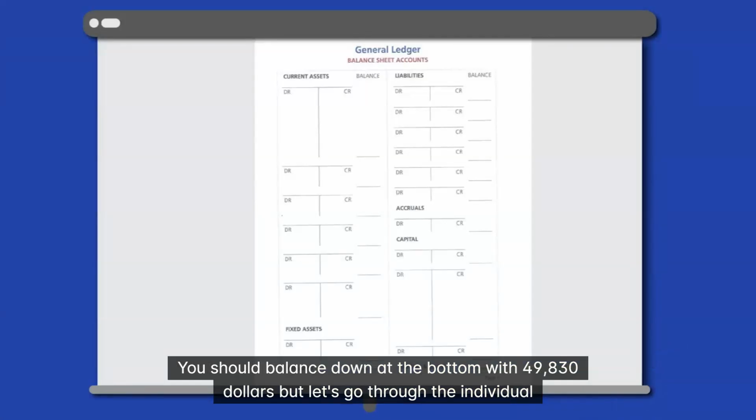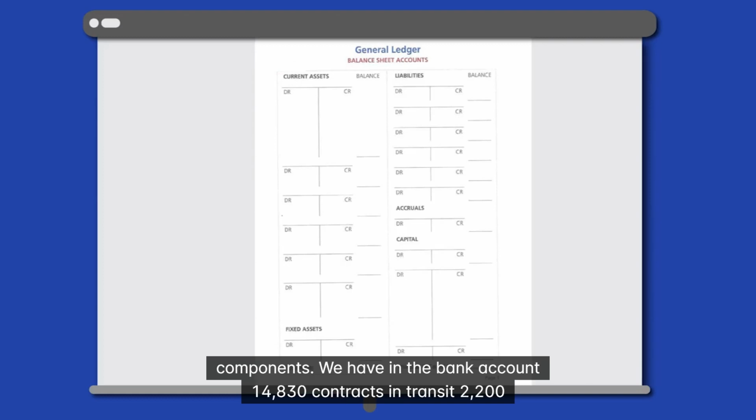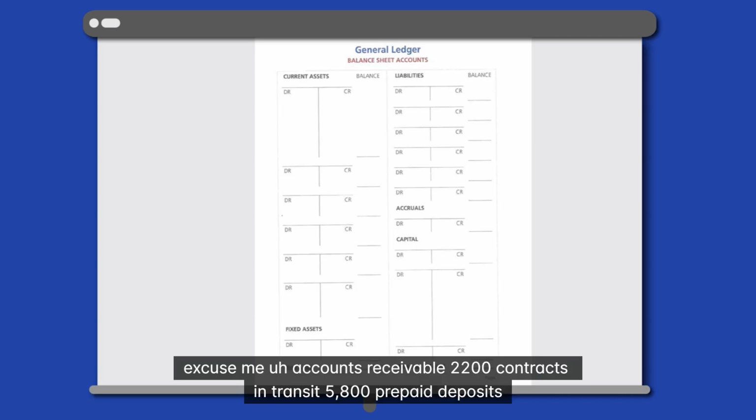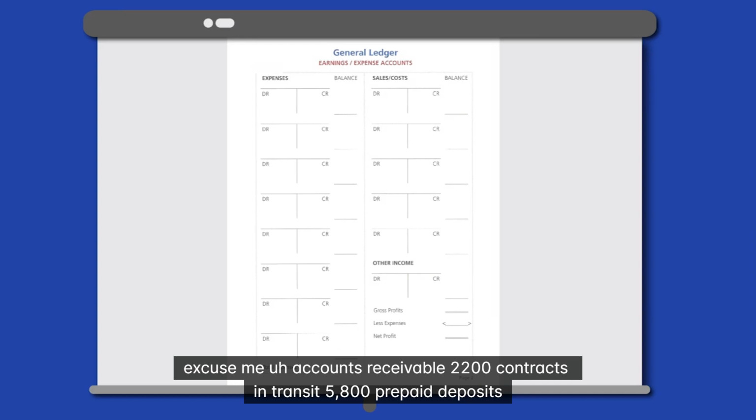One of them looks just like the page that we had yesterday. Up at the top, it's entitled Balance Sheet Accounts. Okay? And then there's a second one that looks very similar that up at the top says Earnings. Do you see that? Earnings Expense Account. So you should have two of these.